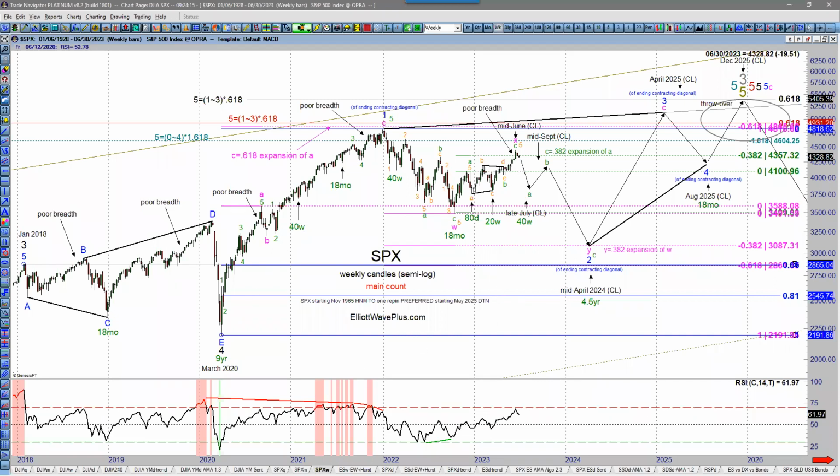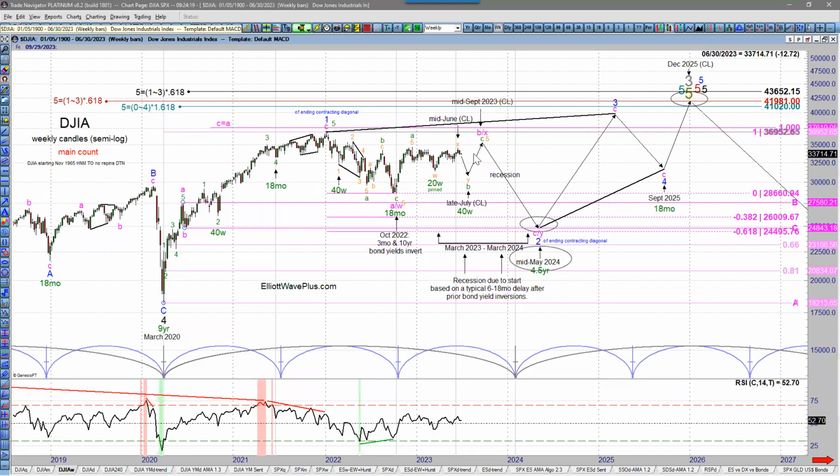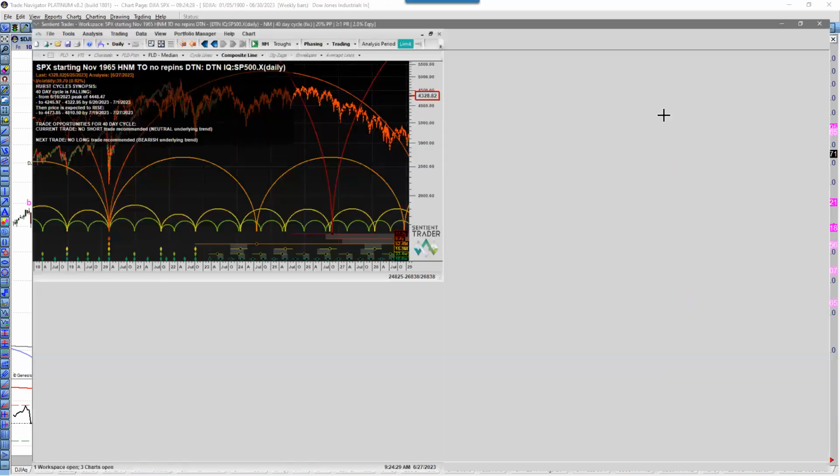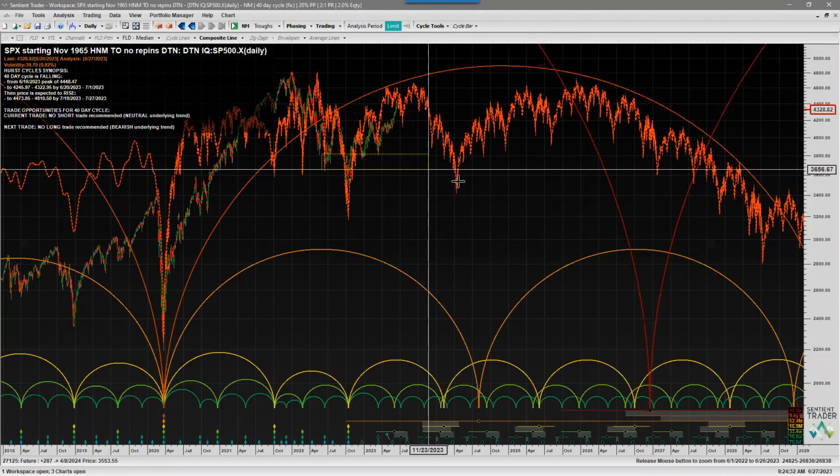And then let me get back to the Dow. You'll notice on the Dow Jones Industrial Average, I'm suggesting that it might have one more peak high. Why would I suggest such a thing? Well, let's look back at the S&P Hurst cycle analysis.